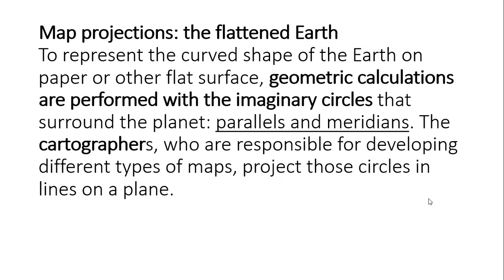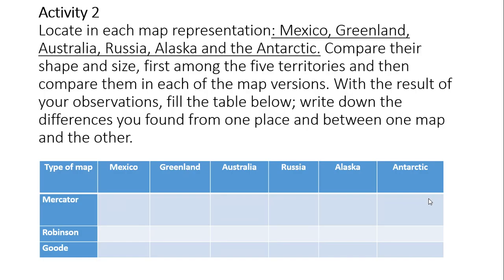Map projections, the flattened Earth. To represent the curved shape of the Earth on paper or other flat surface, geographic calculations are performed with the imaginary circles that surround the planet, parallels and meridians. The cartographers, who are responsible for developing different types of maps, project those circles in lines on a plane.